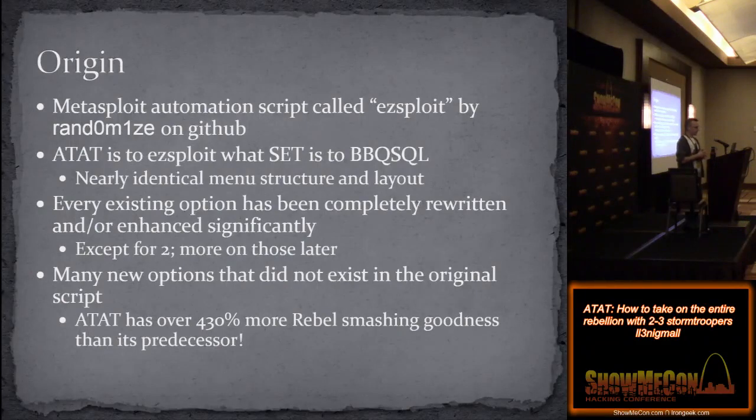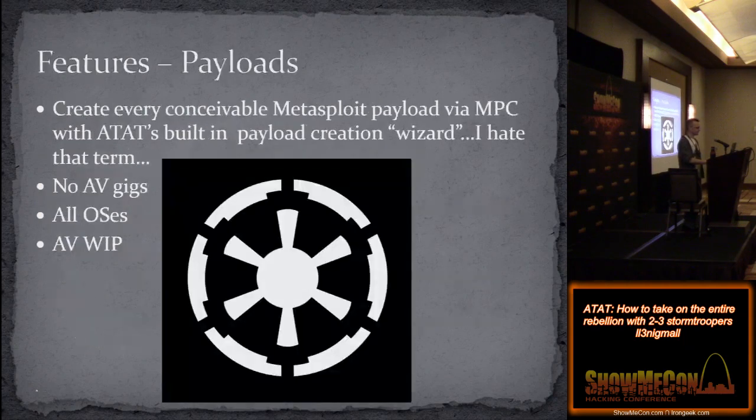The origin of the tool came from a Metasploit automation script that I found on GitHub that's called EasySploit by somebody named Randomize. And much the same way that Barbecue SQL uses a social engineering toolkit's menu structure, ATAT uses a modified version of the EasySploit menu structure. Every existing option that's been retained over in ATAT has either been completely rewritten from the ground up or enhanced significantly, except for two shortcut options that I'll touch on later. And there are a ton of new features in this tool.